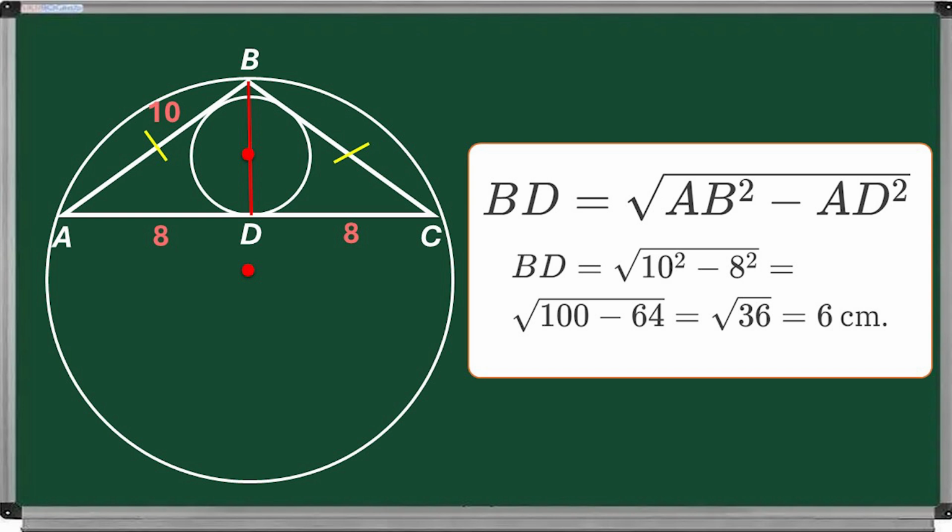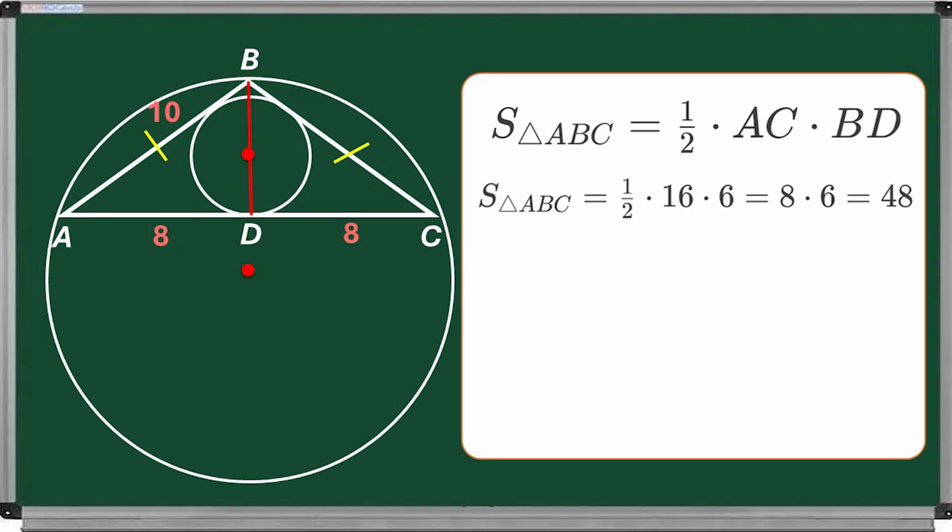We can find the length of the altitude BD using the Pythagorean theorem in the right-angled triangle ADB. The theorem states BD equals the square root of AB squared minus AD squared. Substituting AB as 10 and AD as 8, we find the altitude BD equals 6. Now we can calculate the area of triangle ABC. Using the formula 1/2 times base AC times height BD, and substituting AC as 16 and BD as 6, the area of the triangle is 48.